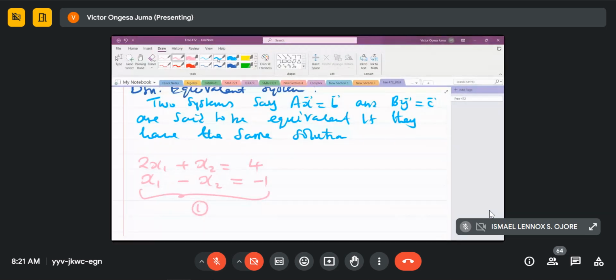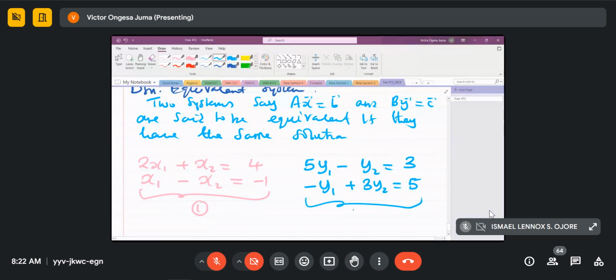And then if I also form another system, maybe say 5y1 minus y2 is the same as what? So this is 1, this is 2, that will be 3. And then negative y1 plus 3y2 is the same as, so if this is -1 and this is 2, that is 6, that will be 5. So this is system 2.